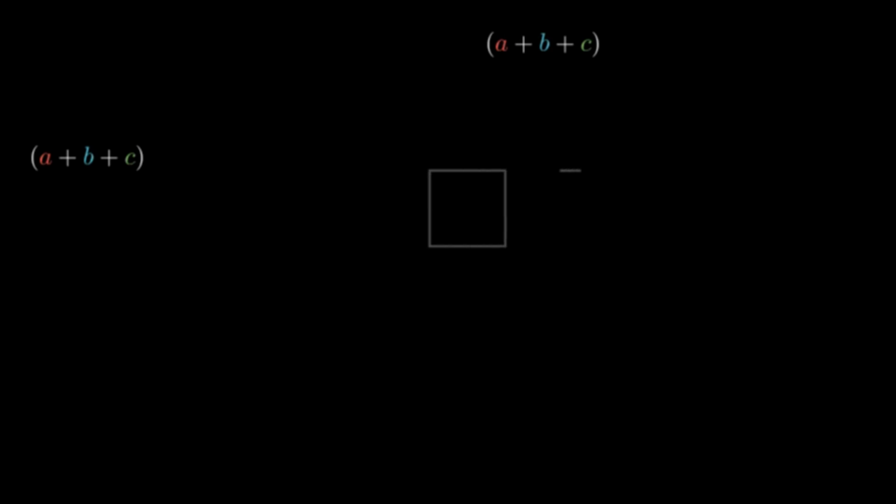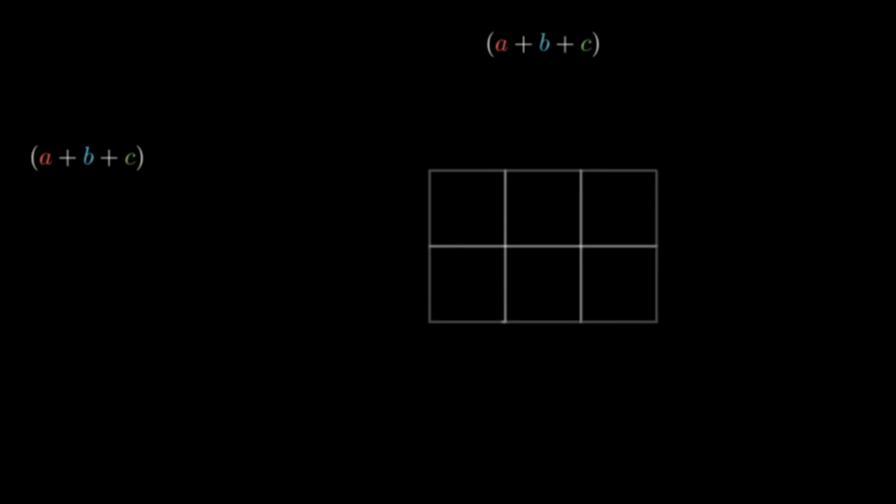When distributing with trinomials, we need to multiply each term in the first factor by each term in the second factor. To organize this, we'll create a 3x3 grid with 3 rows for the terms in the first factor and 3 columns for the terms in the second factor. We'll label each row with a term from our first factor, a, b, and c, and we'll label each column with a term from our second factor, also a, b, and c. This grid helps us ensure we don't miss any multiplications when applying the distributive property.